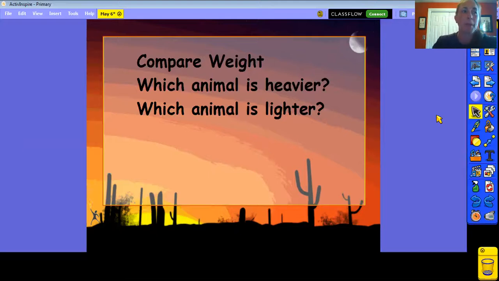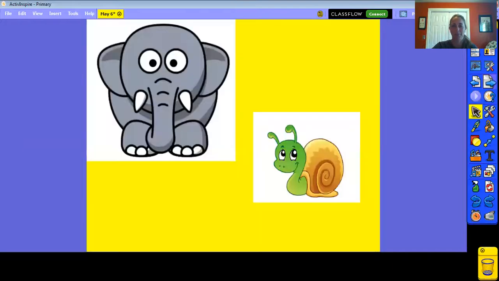Okay, so I have some animals for you and I'm trying to trick you on a couple of them. Maybe you'll see what I mean. All right, an elephant and a snail. What would you say about those? The elephant is, now I don't want you to just say the elephant is heavy because we're comparing. The elephant is heavier than the snail. And then what would you say about the snail? The snail is lighter than the elephant. Good.